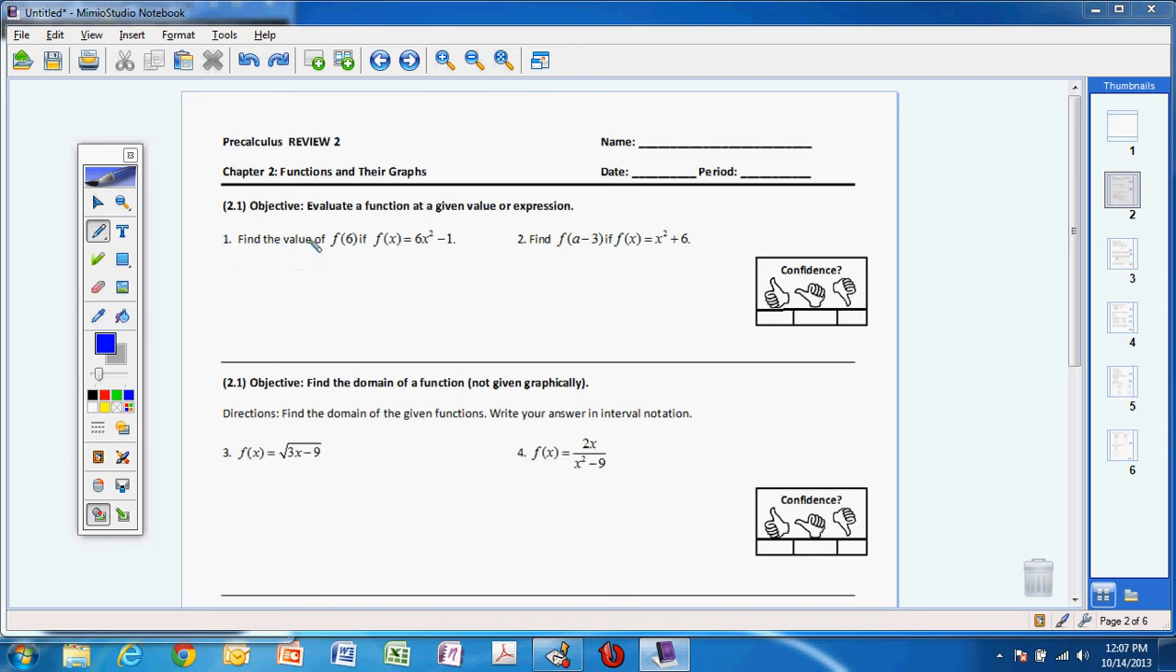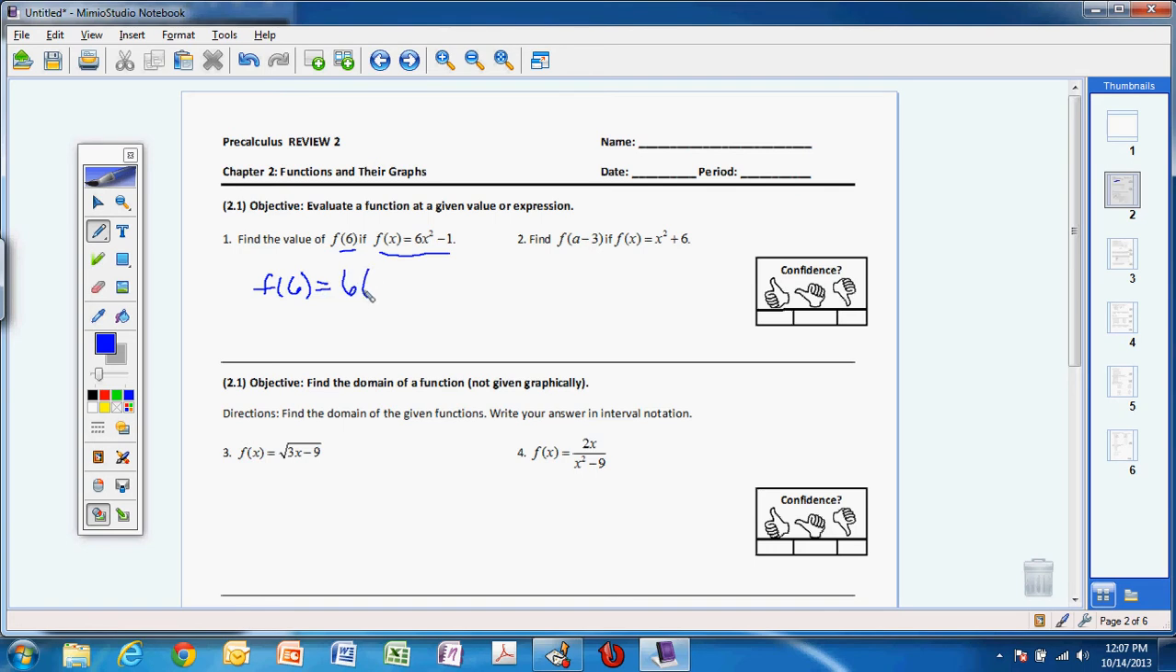So if we're getting started, all the way back from 2.1, we want to be able to evaluate a function at a given value or expression. So in this case, it tells us we want to find the value of the function when x is 6. Now this is my actual function. So it says when I actually plug 6 into this, what am I going to get? So the value of the function when x is 6.